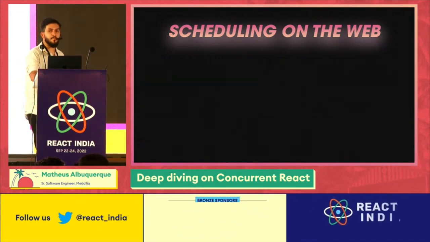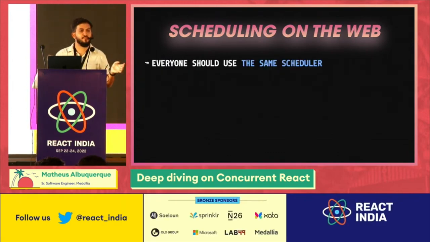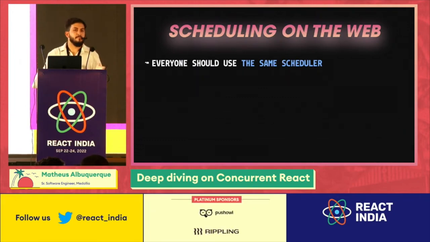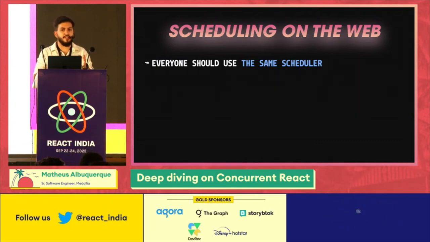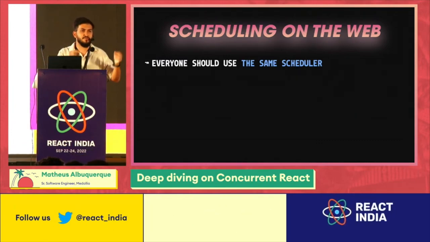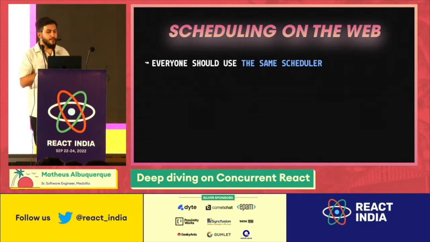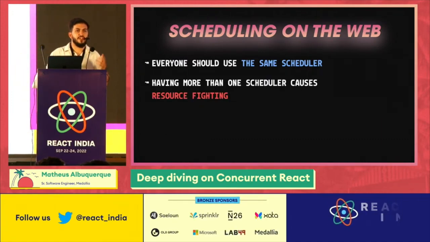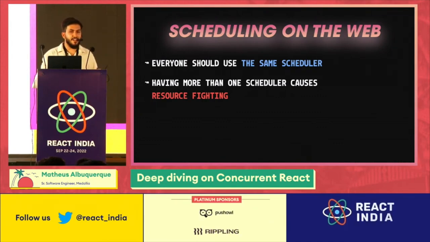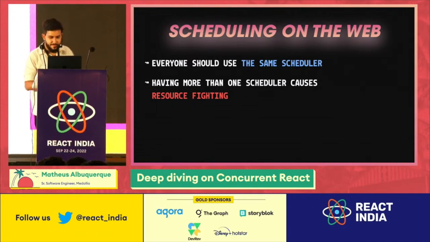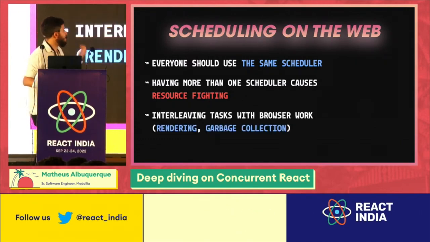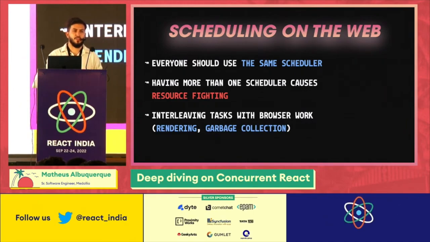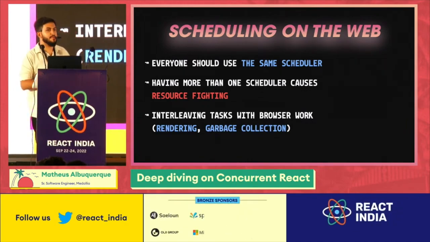But we also have some problems on the web. And the first one is that everyone should be using the same scheduler. So if React has its own scheduler, and then Angular, and then Svelte, and then some apps, for example, Google Maps, they have their own scheduler for the app. Everyone should be using the same scheduler, because if not, if you have more than one scheduler, then you might end up with resource fighting. And that's something that can even happen in your app if you, for example, poorly use your Redux sagas. Not only that, everything should be interleaving with the browser work, like rendering, garbage collection for JavaScript, and etc.